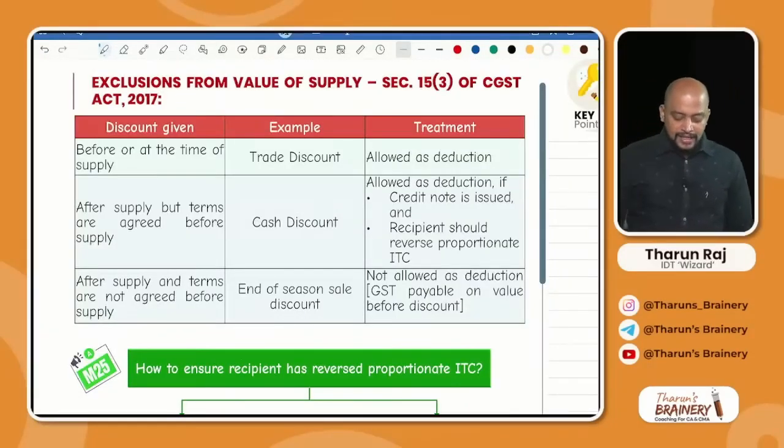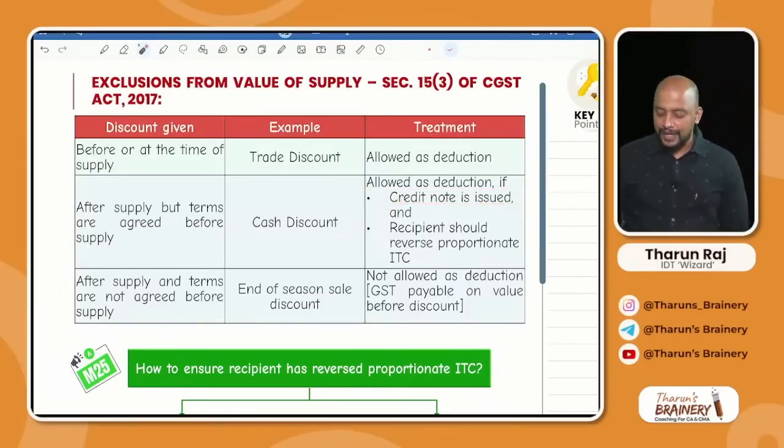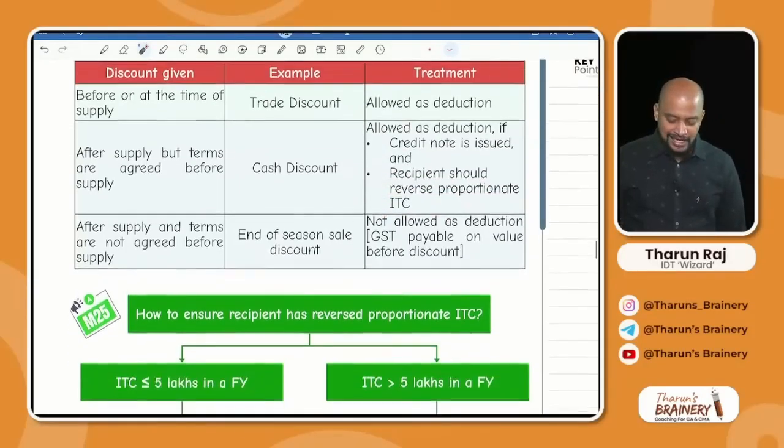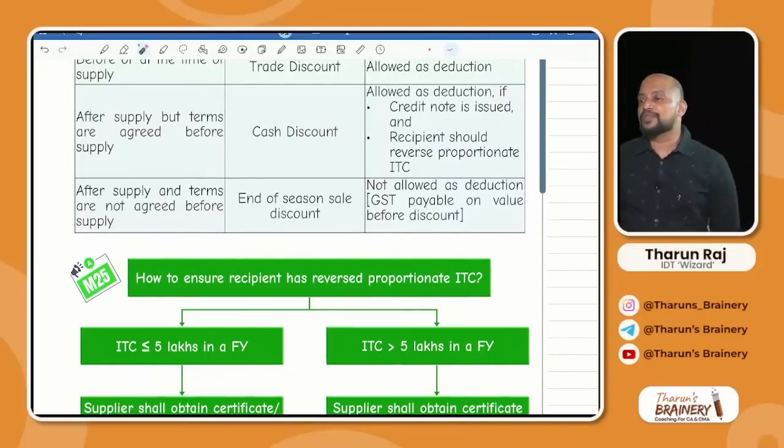Read this wording. Suppose the supply discount is given after supply but the terms are agreed before supply, cash discount treatment: it is allowed as a deduction if a credit note is issued. A credit note is issued and the recipient should reverse the proportionate ITC. Now, how will the supplier ensure that the recipient reverses the proportionate ITC?